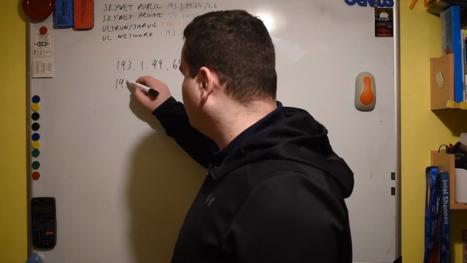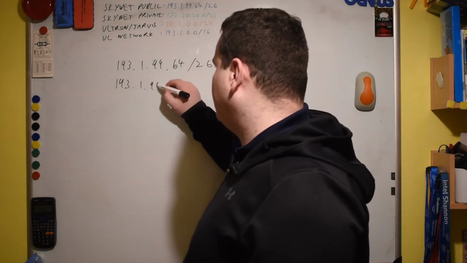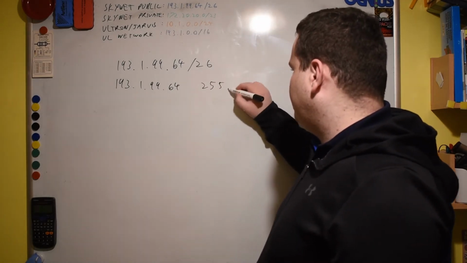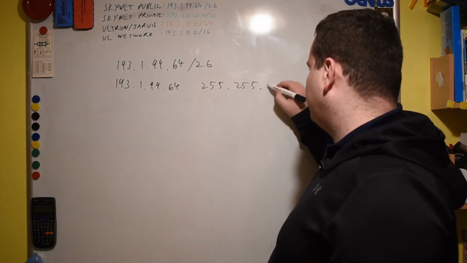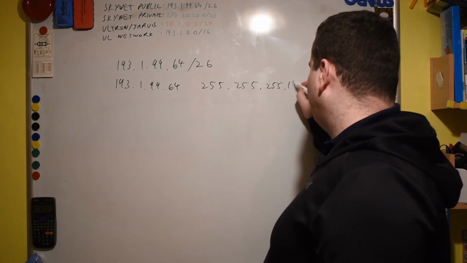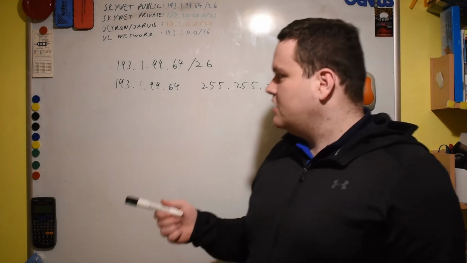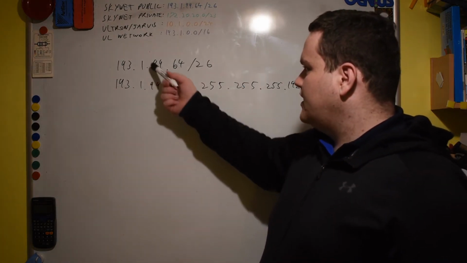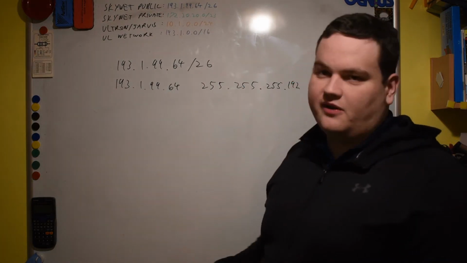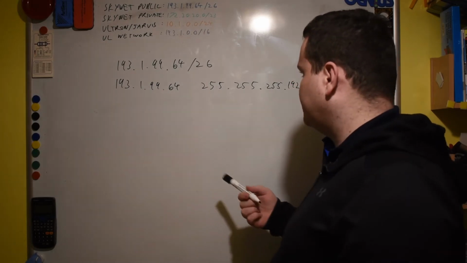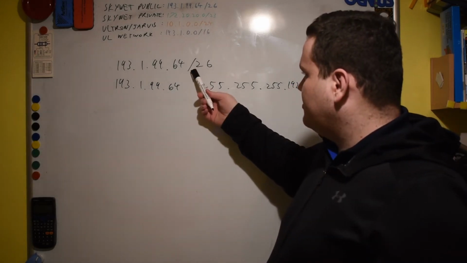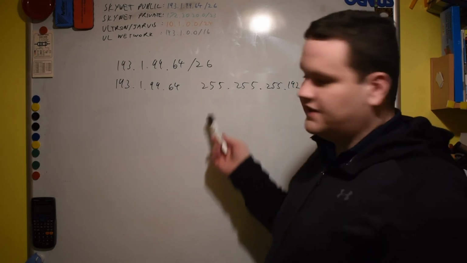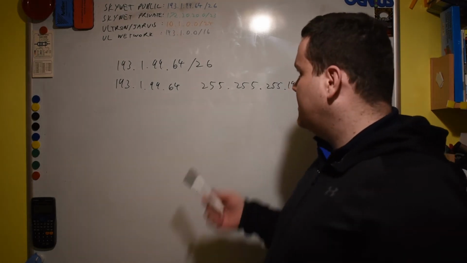I could also write it down as 193.1.99.64 and then 255.255.255.192. So you might be wondering where I got this from. This is the first IP address in the network. That's what that IP address is. Then here we have a shortened version of this. So this is the longhand version of this. They're both called subnet masks.